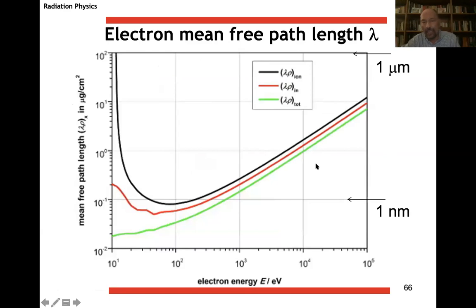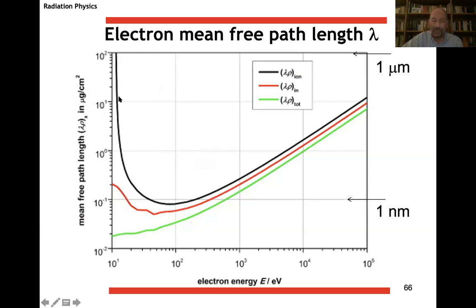So it is quite interesting to see the behavior of the mean free path. This is the mean free path in water as a function of the energy, in micrograms per square centimeter. In water, of course, you have 1 gram per cubic centimeter. It is particularly interesting, you see, because the green one is the total, the red one is the excitation, and the black one is the ionization mean free path.